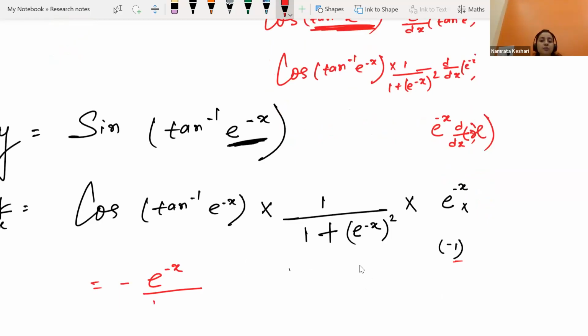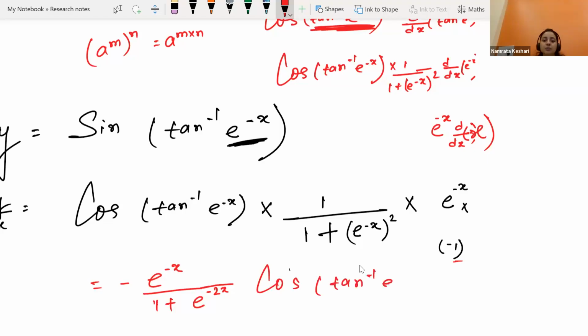Yes, ma'am. In exponents and powers chapter we have learned that if the same base is having two powers, like if we are having a to the power m, and this power n, it can be written as a to the power m into n. Yes, ma'am. Okay, so here also we can do the multiplication of the exponents, and it will be e to the power minus 2x. Yes or no? Yes, ma'am. Okay, 1 plus will remain as it is, and then cos of tan inverse e to the power minus x will remain as it is.